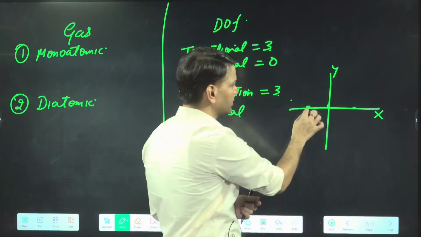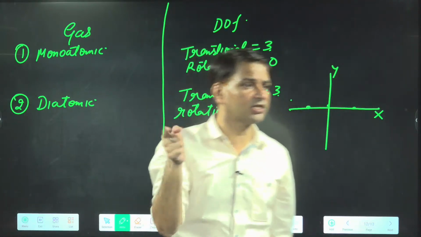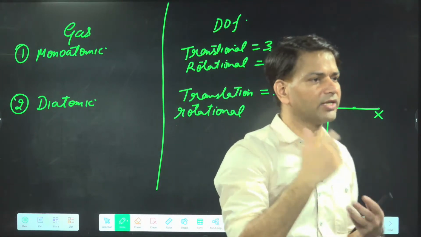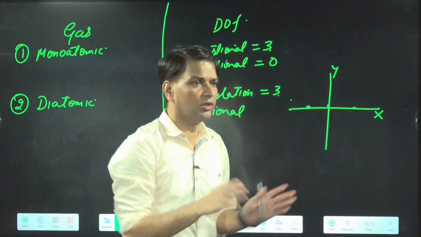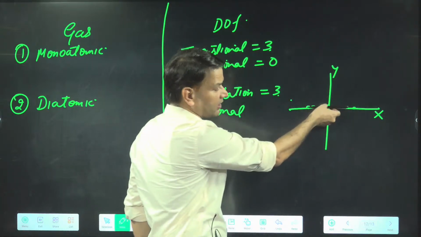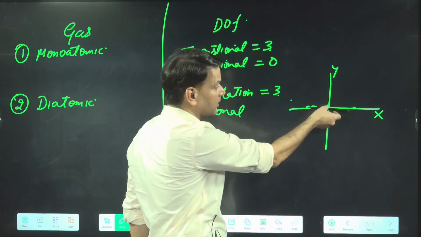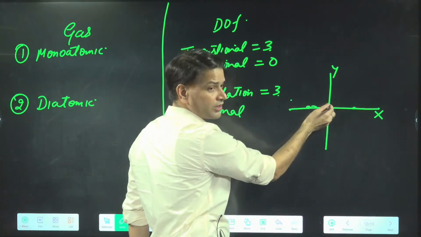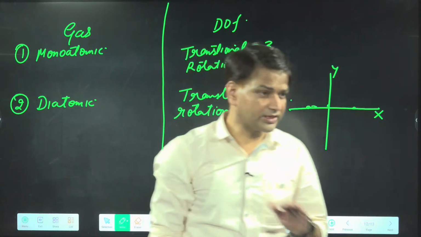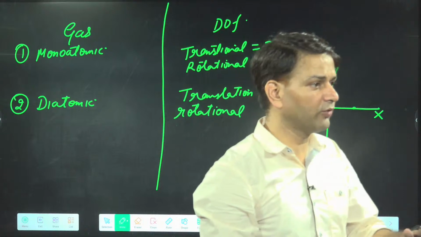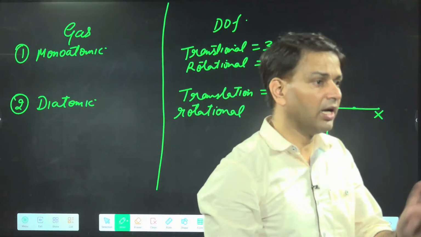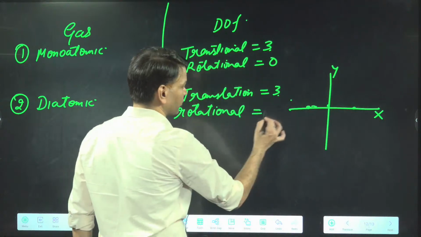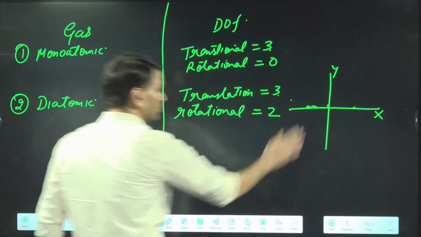Why? Moment of inertia is basically mr square. From the x-axis, no distance is there, so r you can say is 0. So the moment of inertia is 0. It will not have any moment of inertia about the x-axis. It will have about y and about z. So about the axis it is lying along, the moment of inertia is 0, so that degree of freedom is 0. The rest two perpendicular directions you will get. So that's why the rotational degrees of freedom is 2.